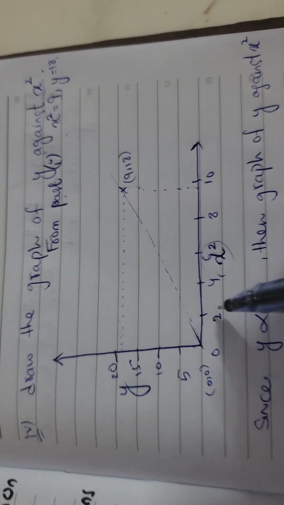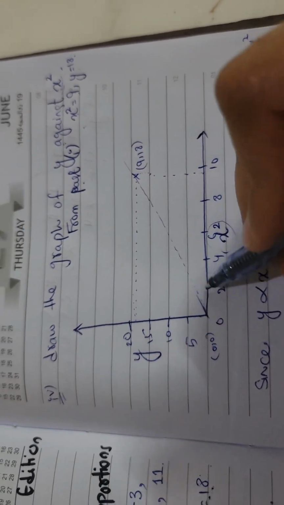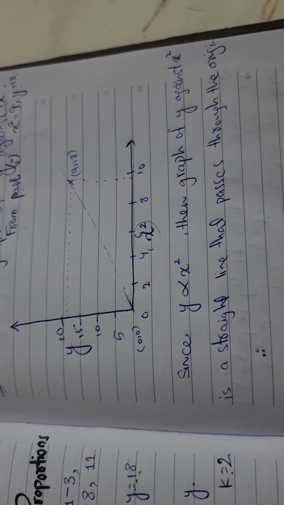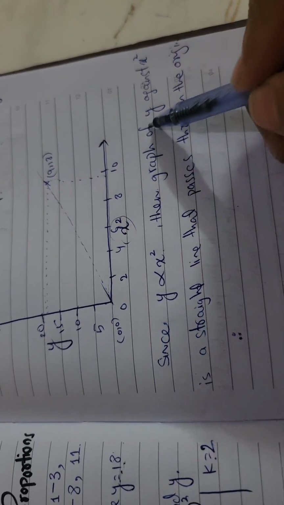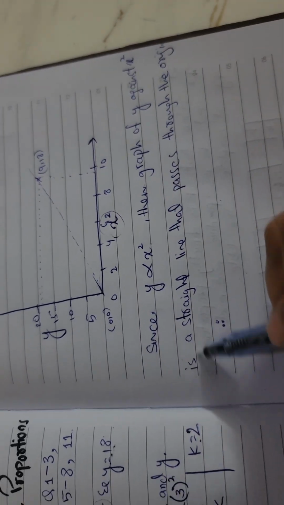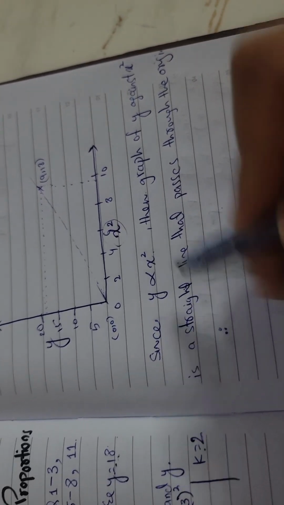And when I will plot it over here on the graph, like this. So this statement you have to mention that since y is directly proportional to x square, then the graph of y against x square is a straight line and that will pass through the origin.